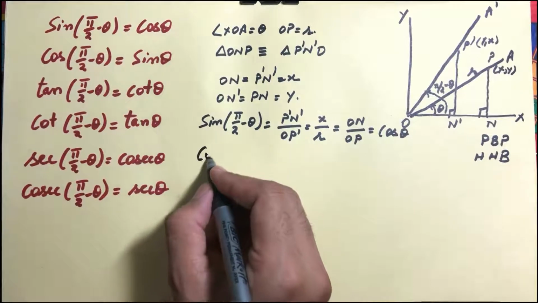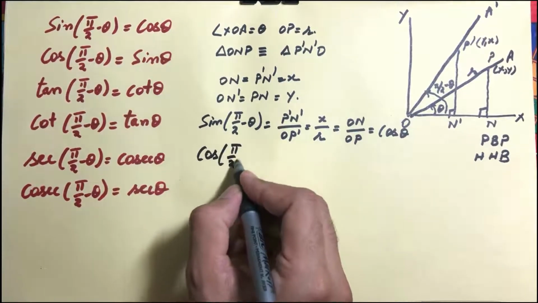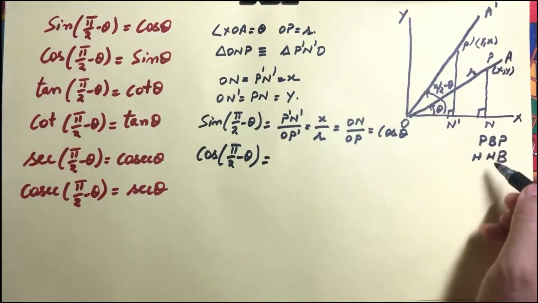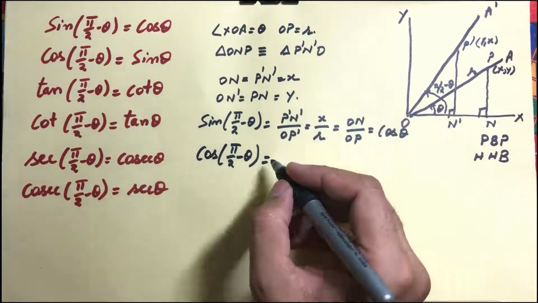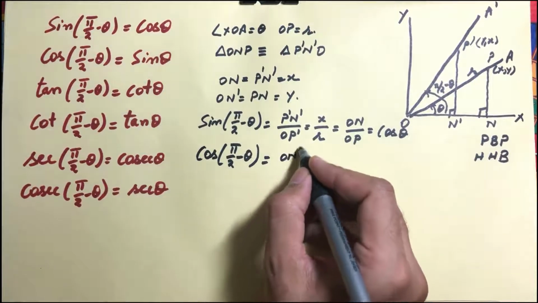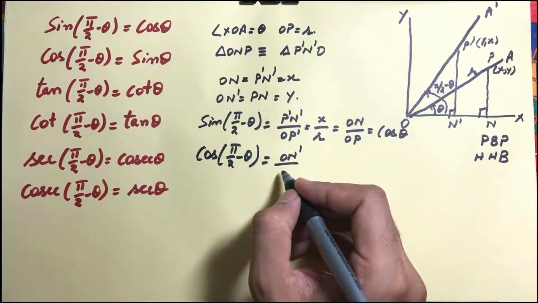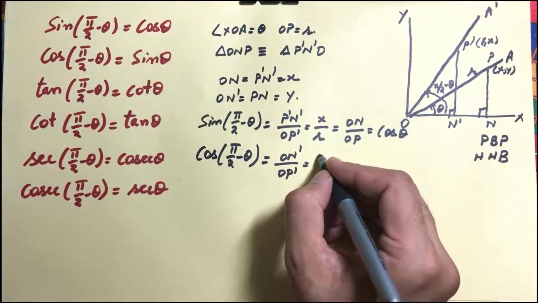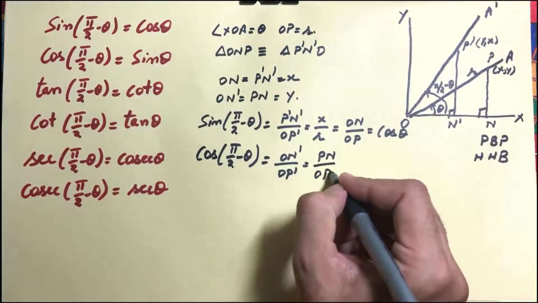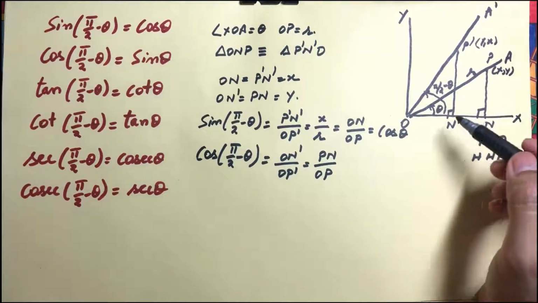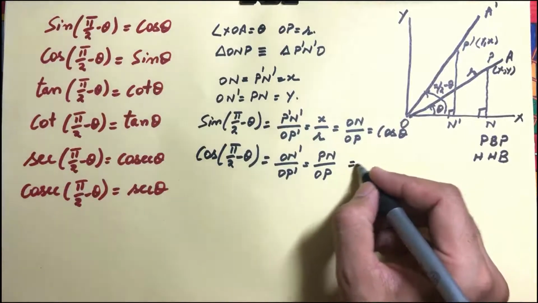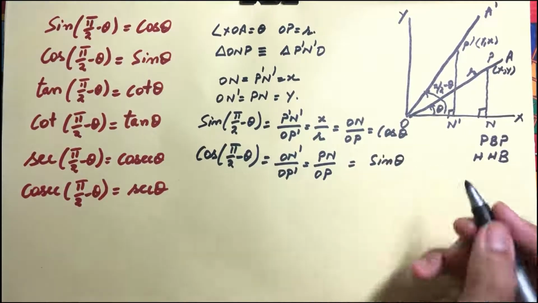Now next, if we write cos of pi by 2 minus theta, this will come out to be base upon hypotenuse. So base is ON dash upon OP dash, and we already proved ON dash is PN and OP dash is OP. Now you see here PN upon OP, perpendicular upon hypotenuse. This is sine of theta.